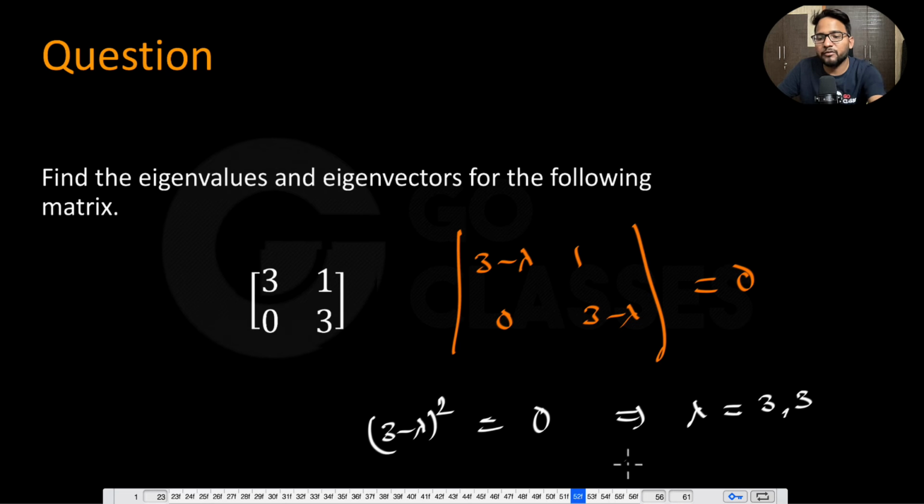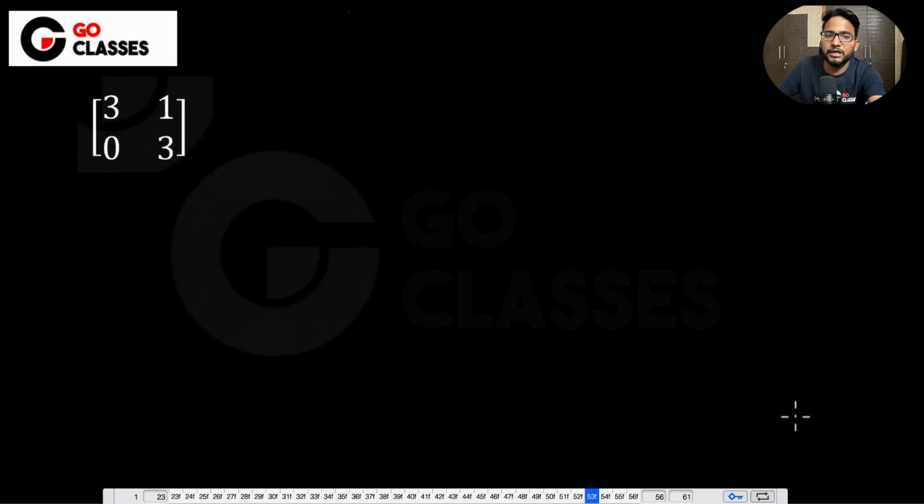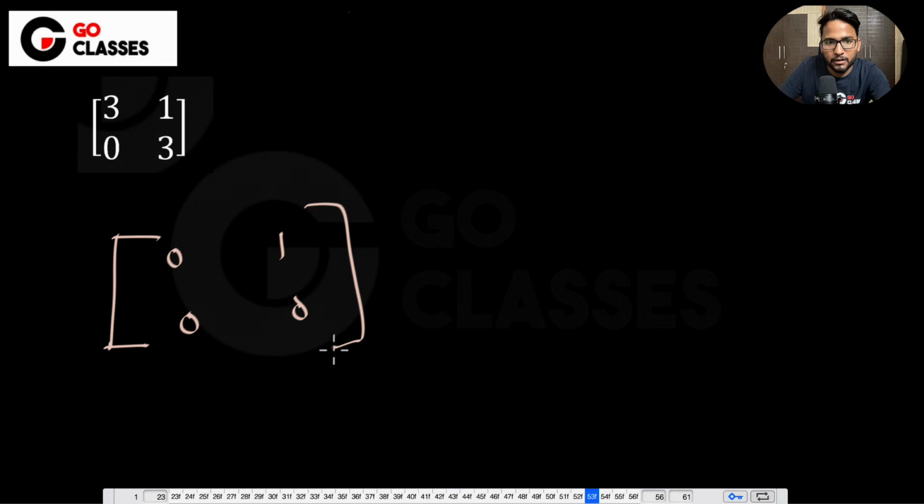Now let's find the eigenvector corresponding to lambda equal to 3, right? This is the matrix, and if you find A minus lambda I, this is 0 1, 0 0. Now if you solve for (A minus lambda I)x equal to 0, then x2 is 0, and, okay, this is interesting.